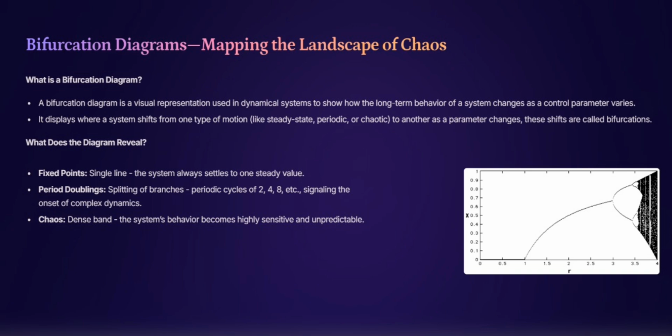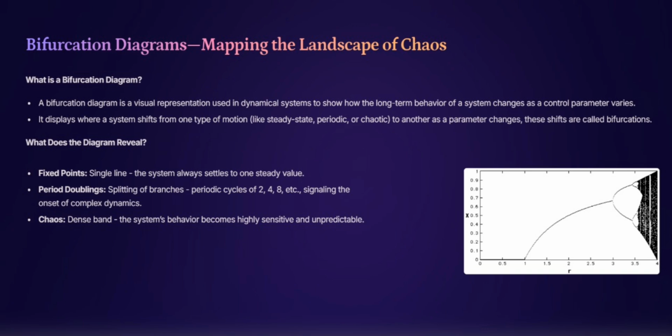So what is basically a bifurcation diagram? It is a visual representation used in dynamical systems to show how the long-term behavior of a system changes as the control parameter is varied. So here in the image you can see that from the x value ranging from 1 to 3, it is a single line. So when the parameter's value is around 1 to 3, it is fixed points. And then from around 3 to 3.5 we can see splitting of branches, which is denoted by period doubling, and after that it is a dense band which shows chaotic behavior.